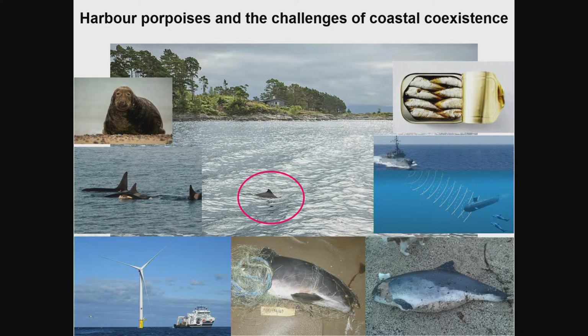So, just to present the species, this red circle is what you mostly see of the harbor porpoises. It's one of the smallest whale species in the world. It's for sure the smallest whale species here in Norway. It's very coastal. It's distributed over the northern hemisphere, but with some hotspots, for instance in the Northeast Atlantic in the North Sea, as we'll come back to.